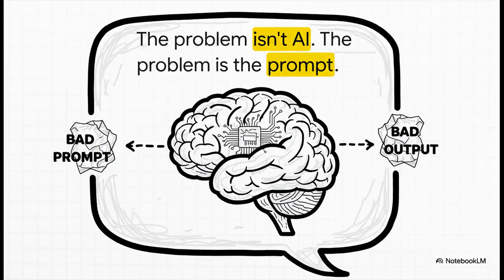So here's the crucial thing to remember. When you get a bad result, it's almost never the AI's fault. It's an incredibly powerful tool, but it has no context. It doesn't know you're a cardiologist. It doesn't know if your patient is 8 years old or 80. The quality of what you get out is a direct reflection of the quality of what you put in.